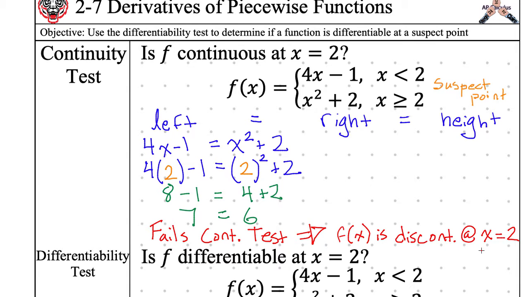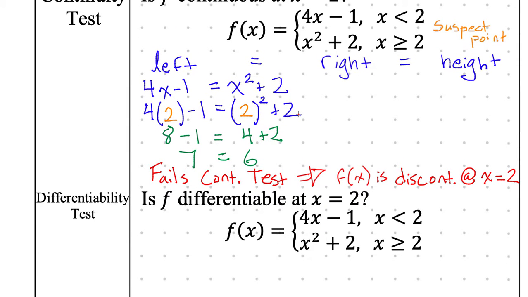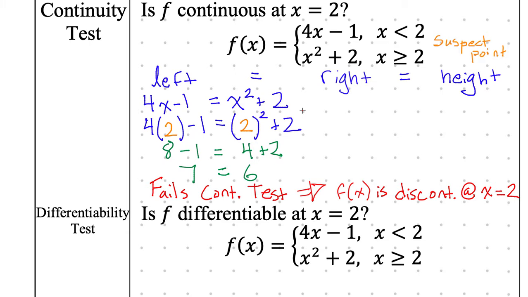It might be discontinuous other places, but we can tell that this function is 4x minus 1. That's a linear function. That's continuous everywhere. X squared plus 2 is just a parabola, a quadratic. That's continuous everywhere. It's a polynomial. You don't have any weird fractions with variables in the denominator. So we know that this function is continuous everywhere except for 2. It would be continuous if the suspect point were 1.